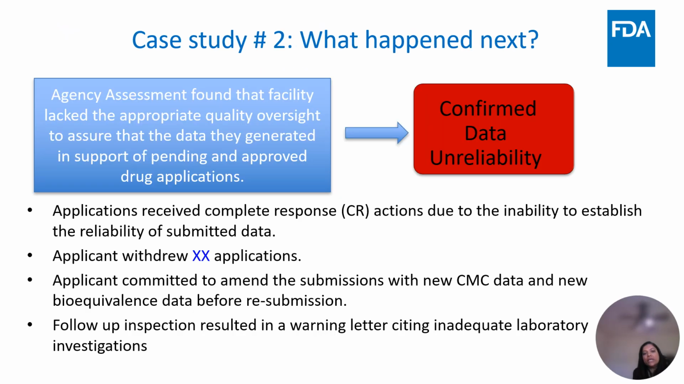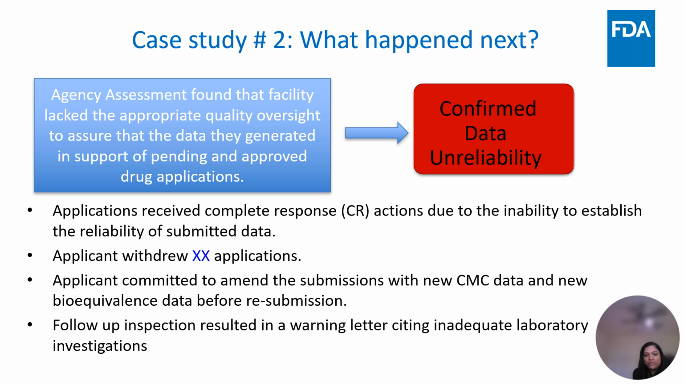So eventually, the agency's assessment found that the facility lacked the appropriate quality oversight to assure the data they generated in support of pending and approved applications, and we confirmed that those data were not reliable. The application received a CR letter due to the inability to establish the reliability of the submitted data. The applicant withdrew a list of applications and committed to amend the submissions with CMC data and new bioequivalency data before resubmission.